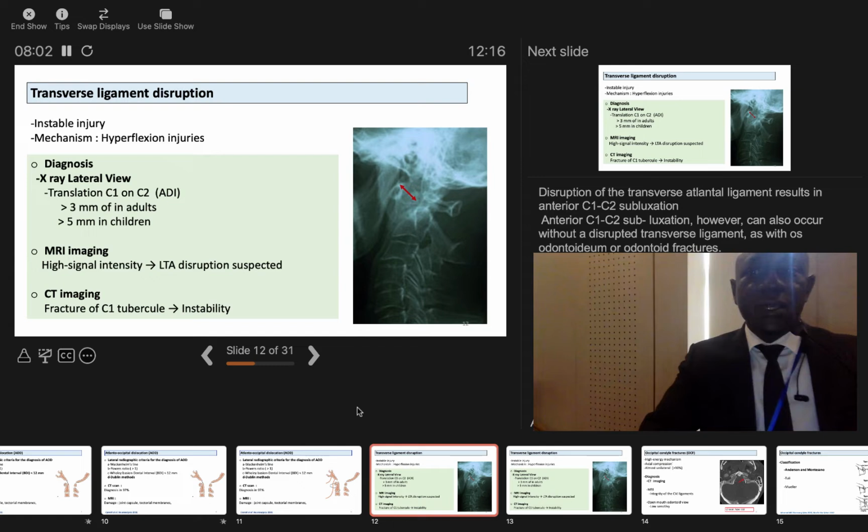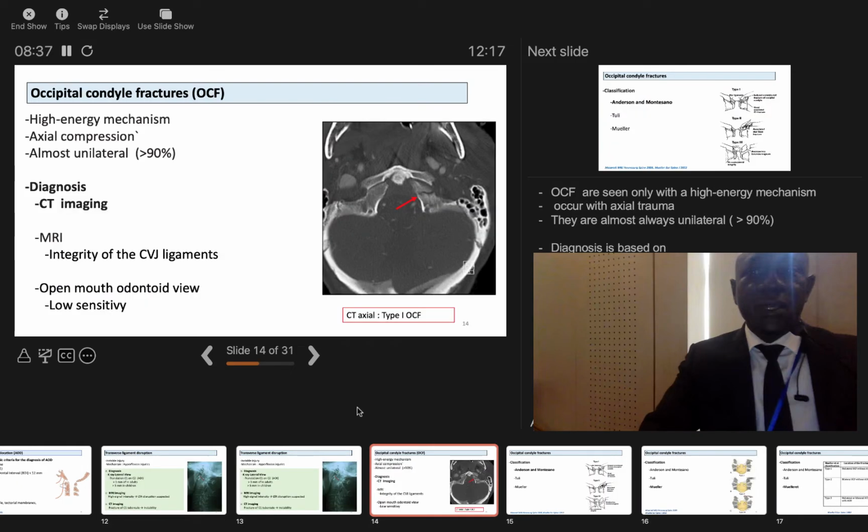The MRI shows a high signal intensity which confirms transverse ligament disruption, and the CT imaging confirms a fracture of the tubercle of C1, which means instability. We talk about it in the fracture of the atlas.